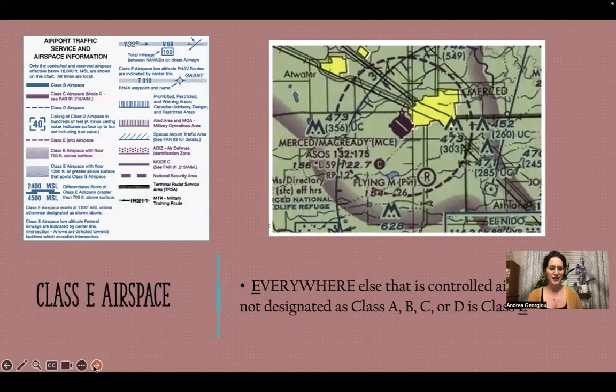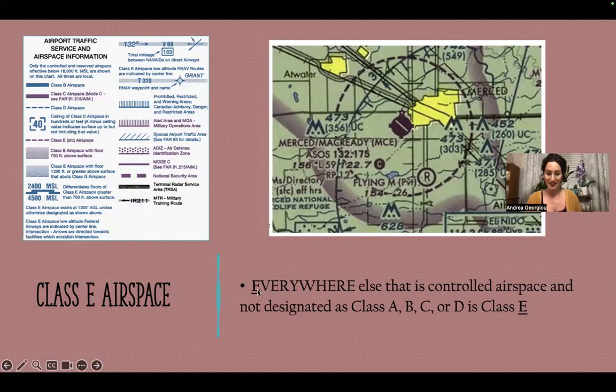All right, Class E airspace. Think of it like this: everywhere else that is controlled. Because remember, we've talked about A, B, C, D airspace. That's all controlled. You have to have permission from air traffic control, right?